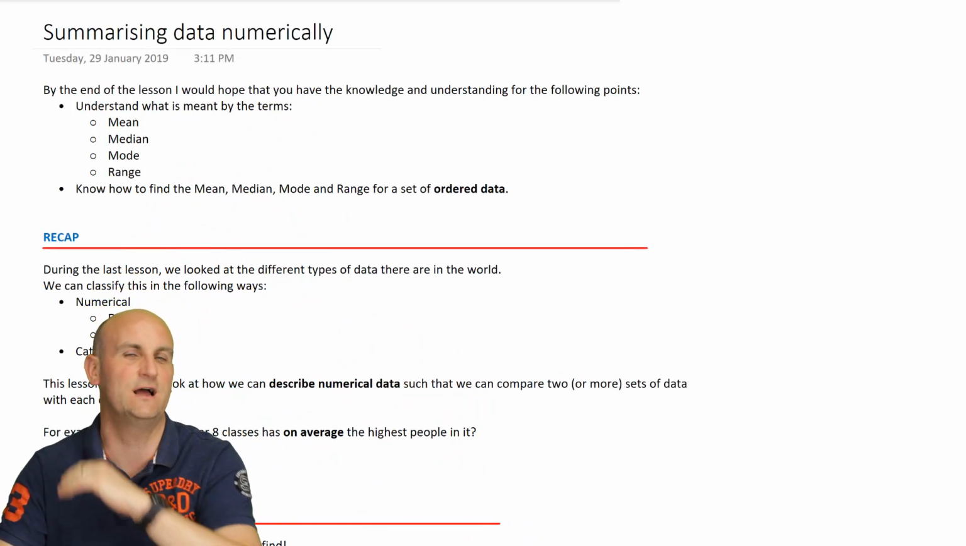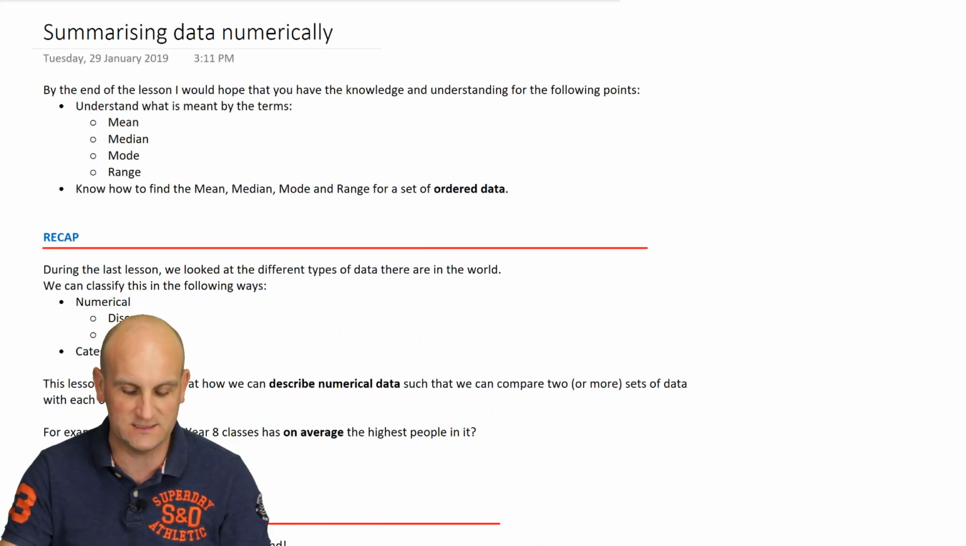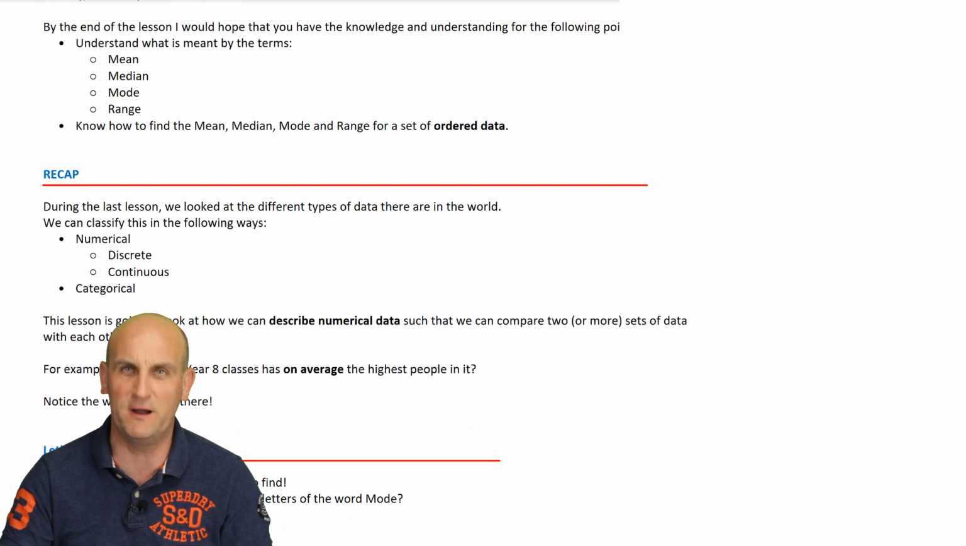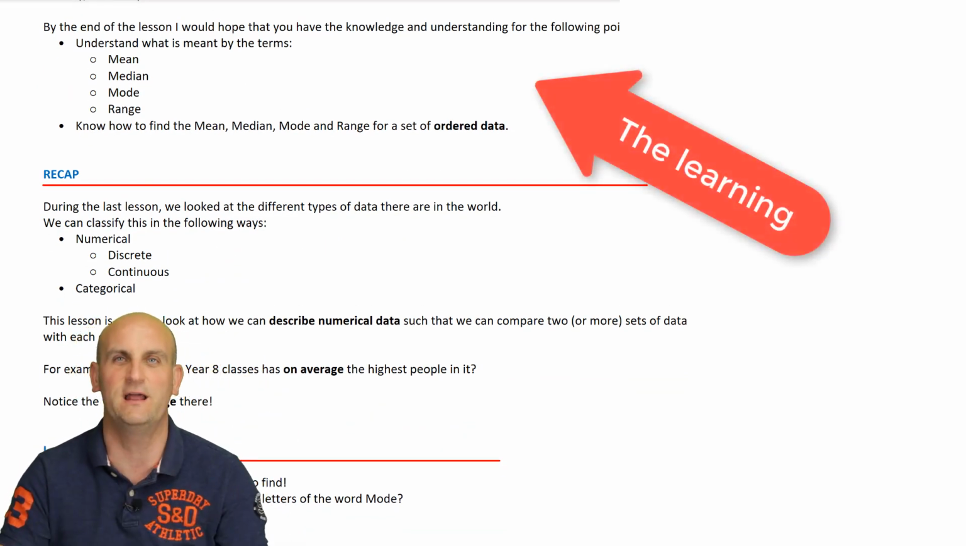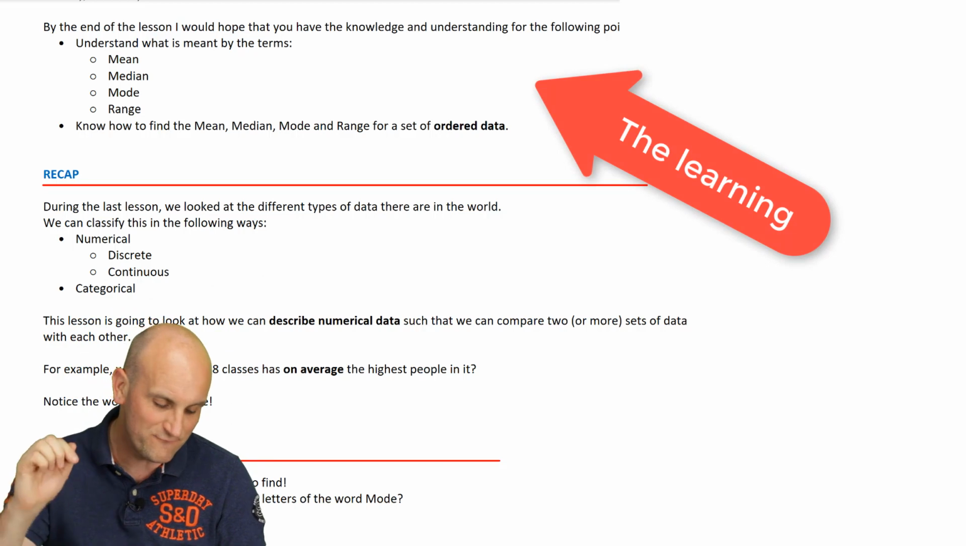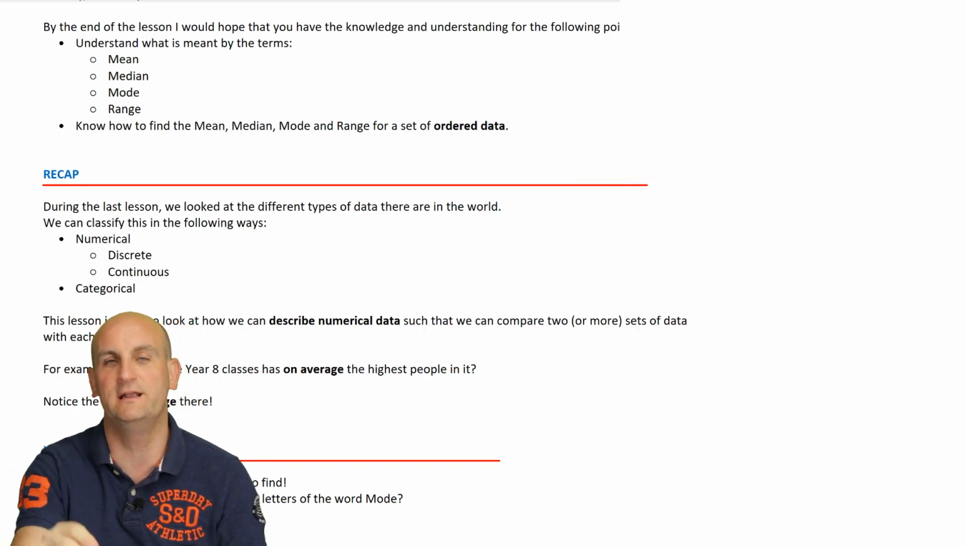But you don't want to know all that stuff. You are here to try and work out what on earth this lesson is all about. And as if by magic, straight above me is in fact a red arrow telling you that we are in fact going to look at mean, median, mode and range and how to find these for sets of ordered data.